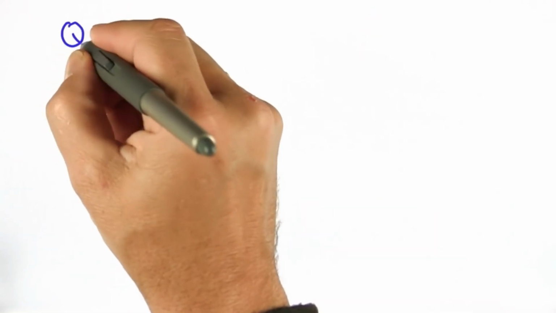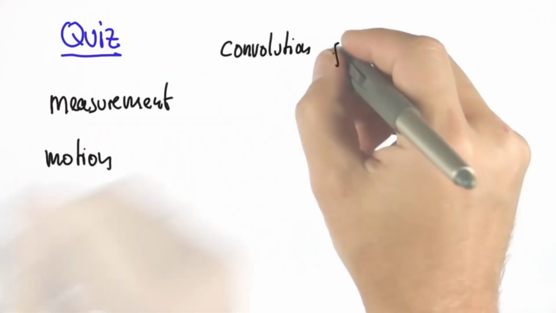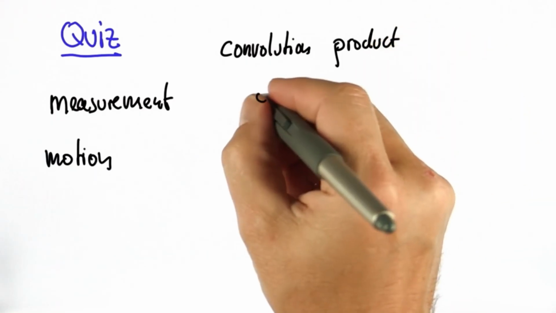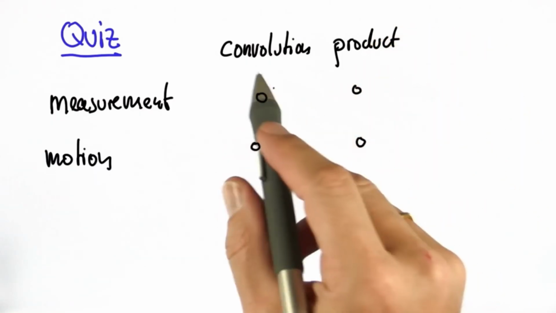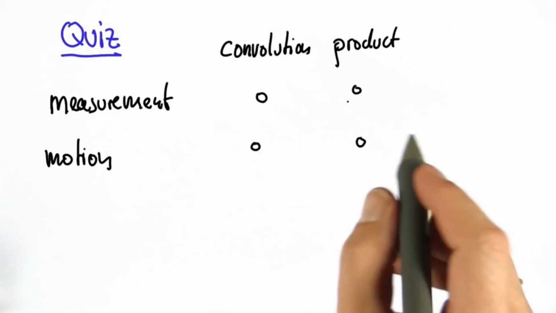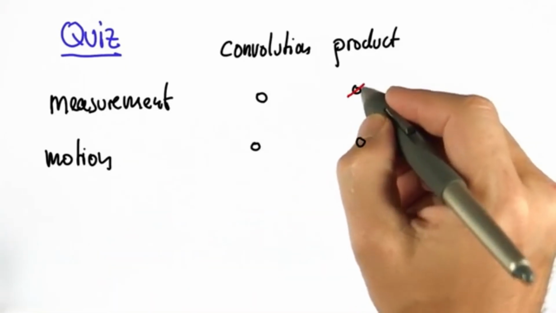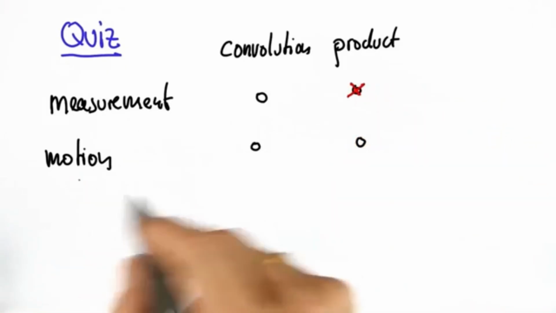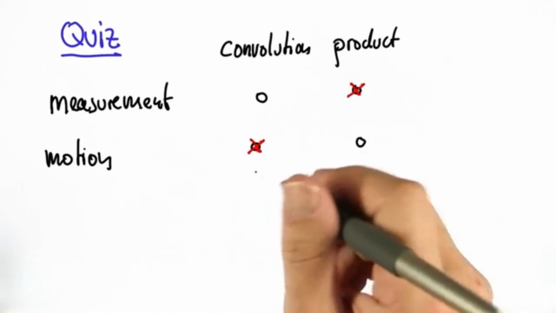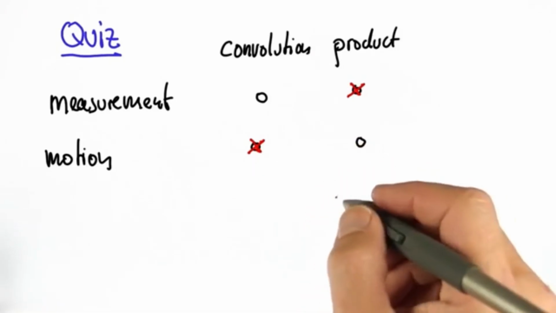So let's do a quiz to see if you remember the material from last class. You might remember that one of the two steps, measurement or motion, required a convolution and the other one a product. Please check the corresponding box. Measurements were implemented using products and motion using a convolution. And if you don't know this, please go back and check the last class on localization.